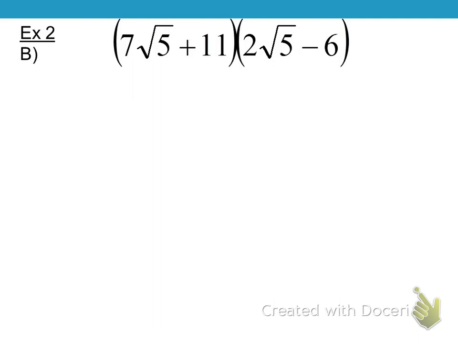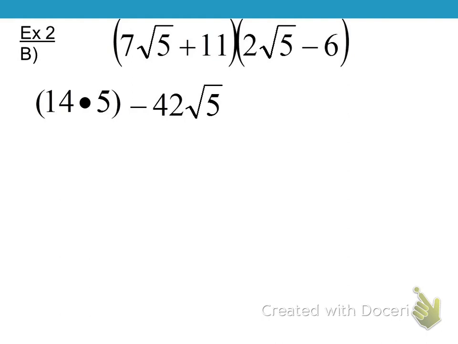Example 2, part B. What should I do? Double distribute. What is 7 square root 5 times 2 square root 5? Yeah, I got that. 14 square root 25. But what's the square root of 25? 5. It's going to be 14 times 5. And then I have to do the 7 square root 5 times 6, which would be minus 42 square root 5.